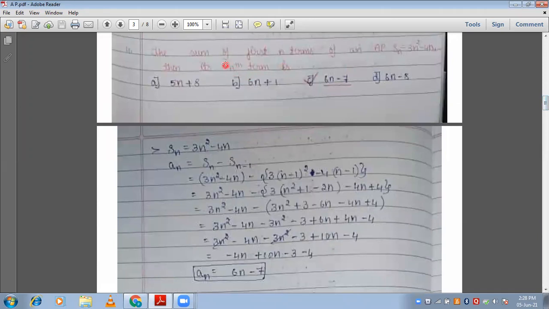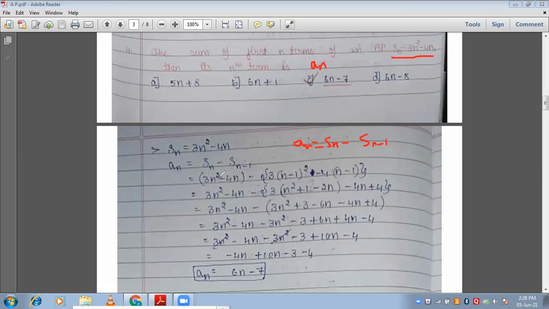Fourth sum. The sum of the first n terms of an AP is Sn = 3n square minus 4n. Then its nth term is dash. You need to find out An. As we know, An is equal to Sn minus S(n minus 1). We know this formula.